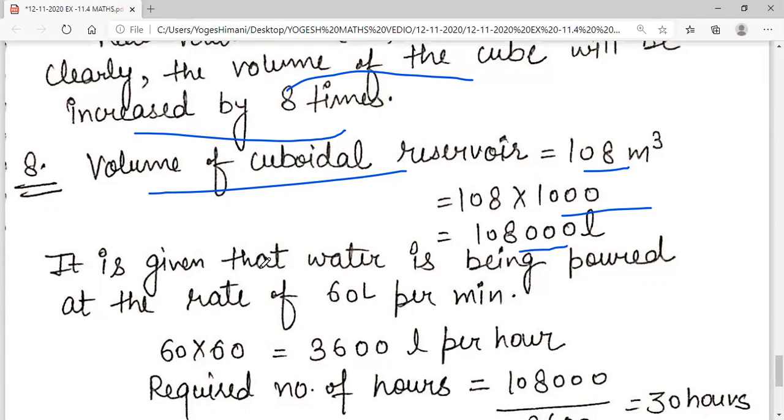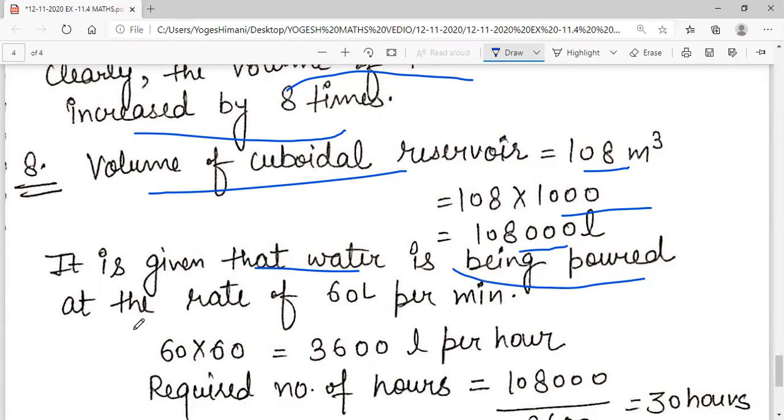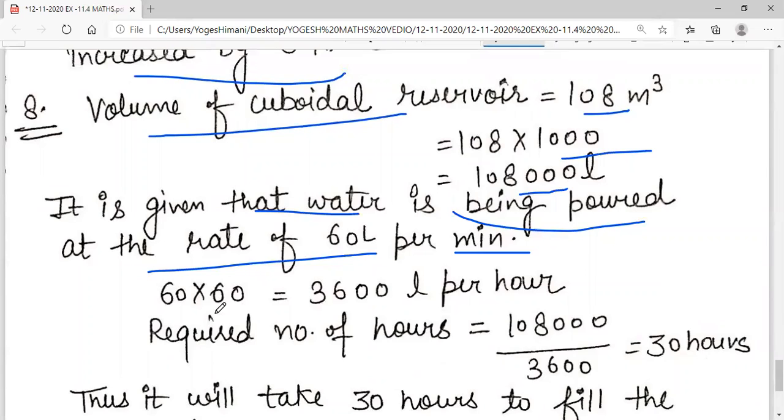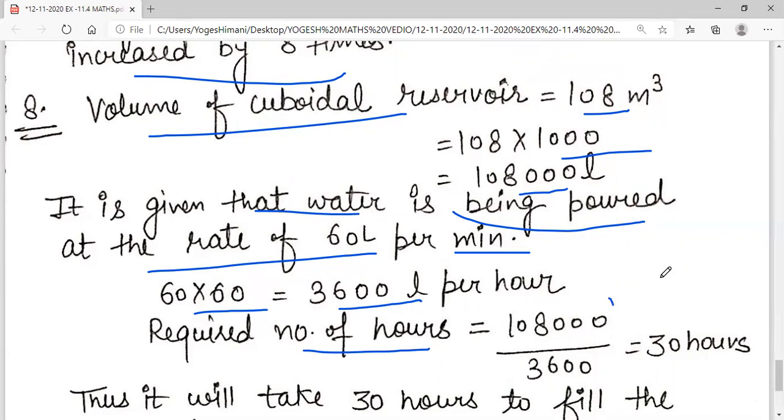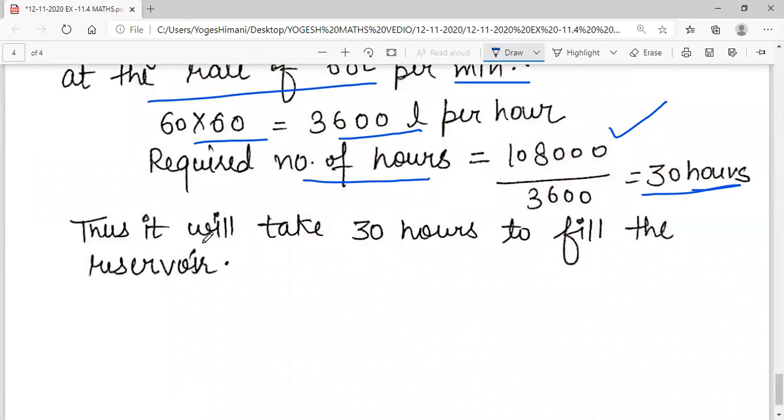And what we have, it is given that water is being poured at the rate of 60 liter per minute. If in 1 minute 60 liter can water pour, if 60 minutes, 3600, or we can say that 3600 liter water can be pour, yes or no? So in 1 hour 3600 liter water can be pour. So the required number of hours is equal to total capacity of the reservoir upon water can be filled in 1 hour, that will be equal to 30 hours. So answer is, thus it will take 30 hours to fill the reservoir.